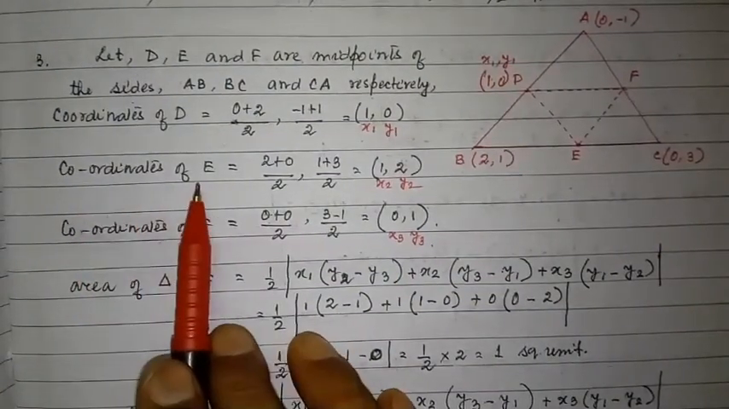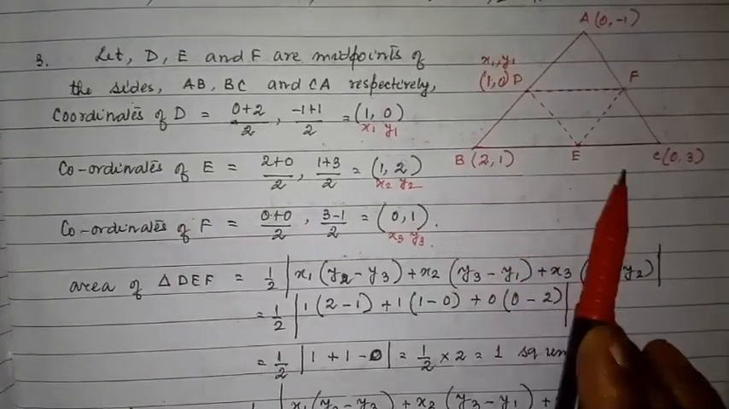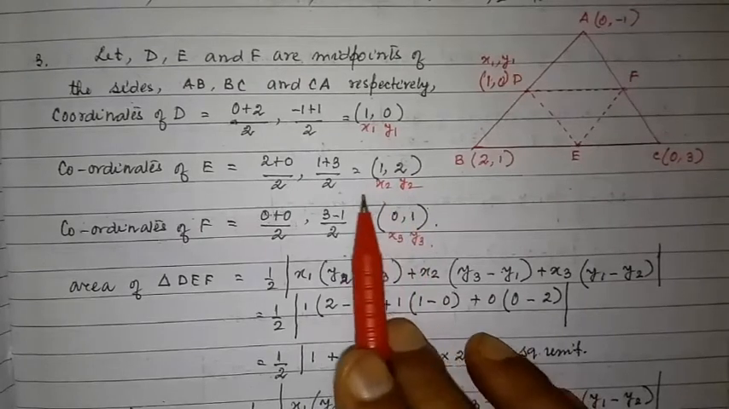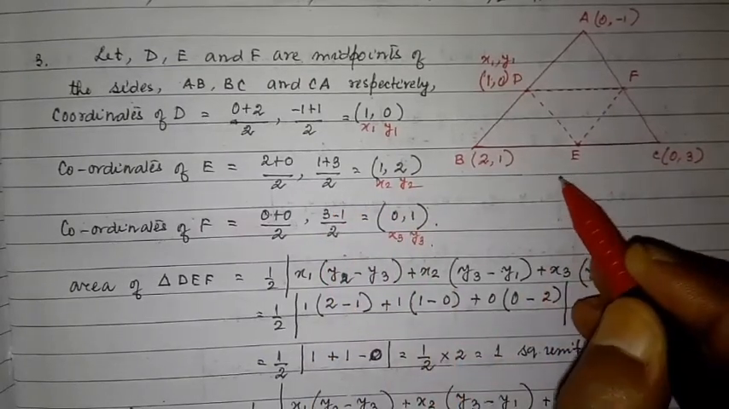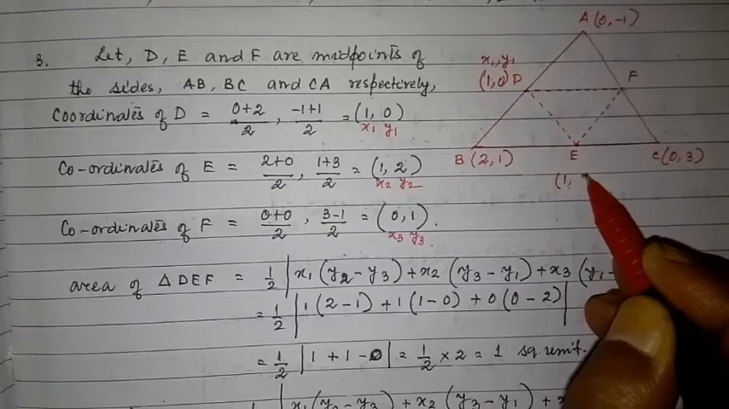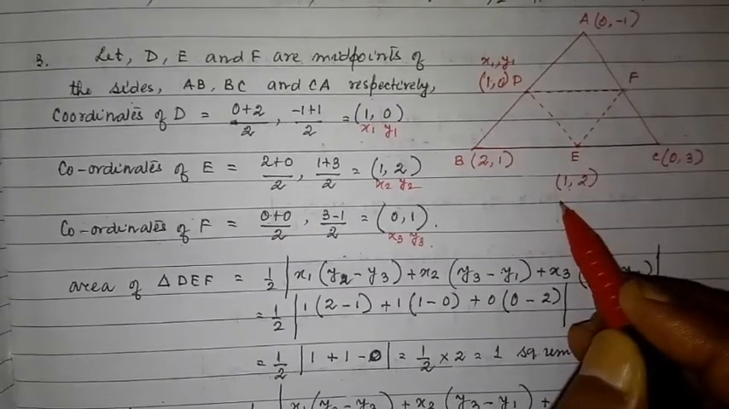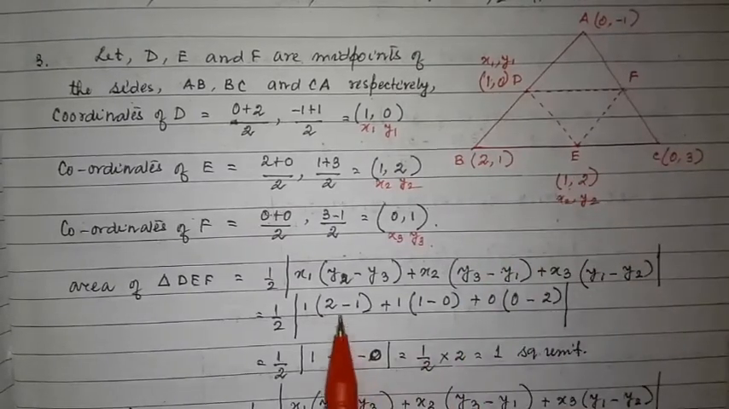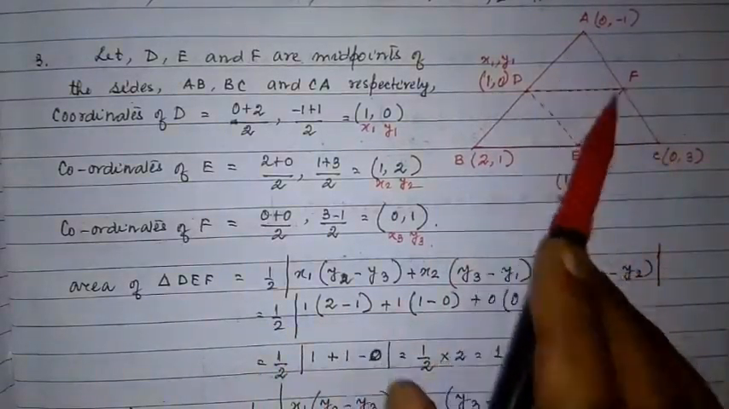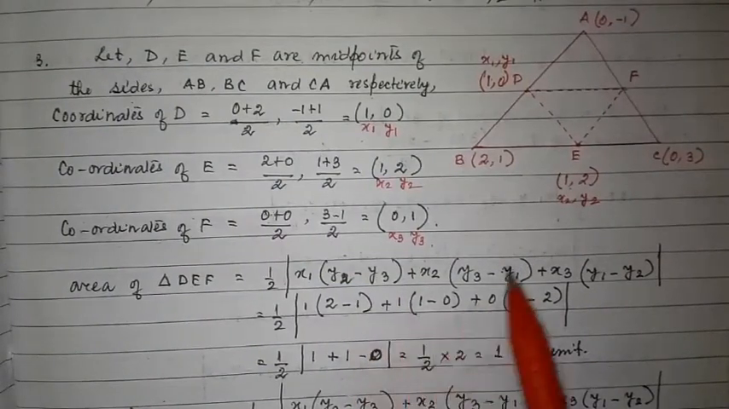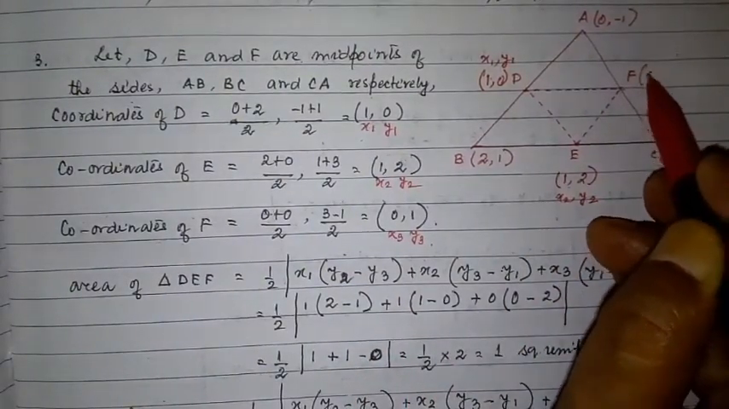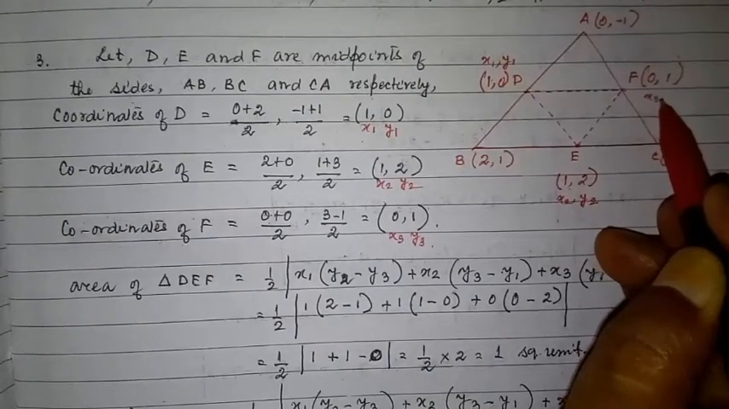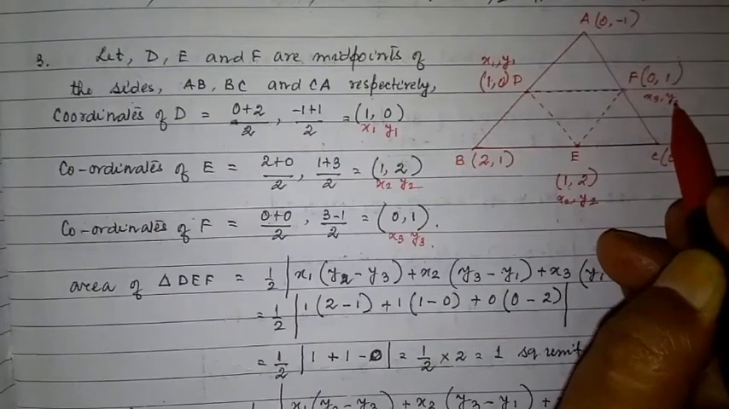Similarly, in the same way, E is the midpoint of BC. So by applying the midpoint formula, the coordinate of the point E will be (1, 2). So this is (1, 2), which is x2, y2. And in the same way, F is the midpoint of AC or CA. Therefore, it has coordinates (0, 1), which is taken as x3, y3.